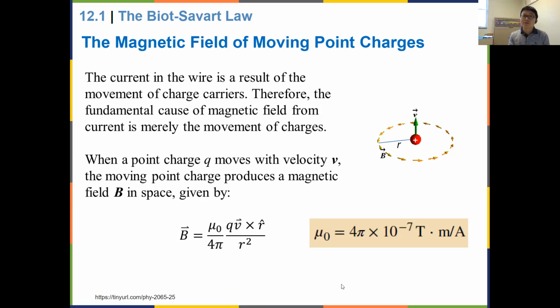So this is something similar to when you calculate electric field. This is the analog to Coulomb's law in electric field, where E equals 1 over 4 pi epsilon naught times kq in R head direction over R square. Okay, so similar to that.